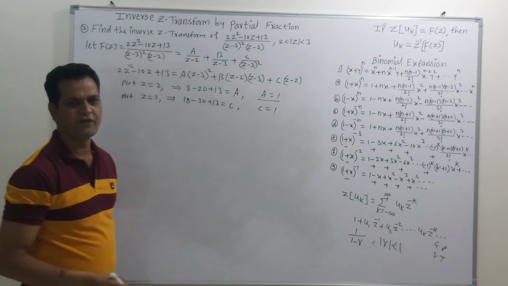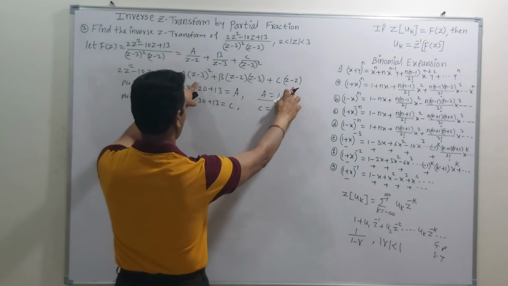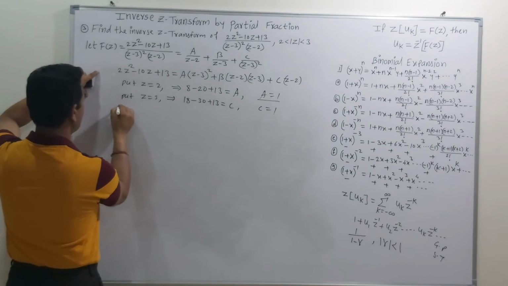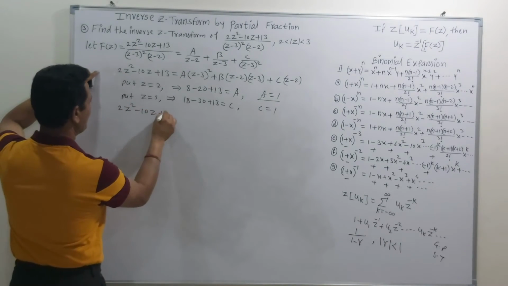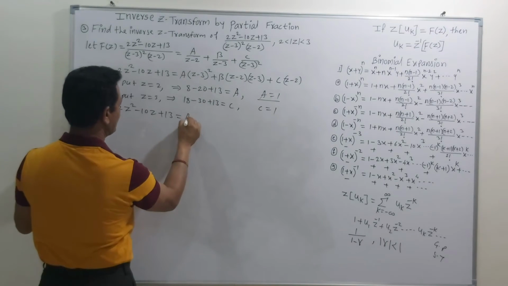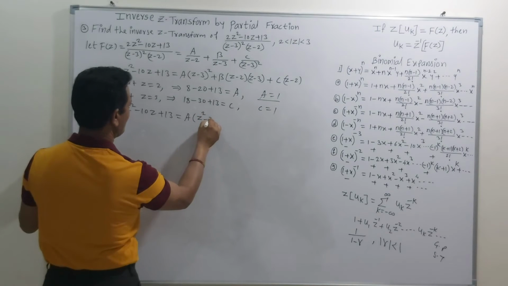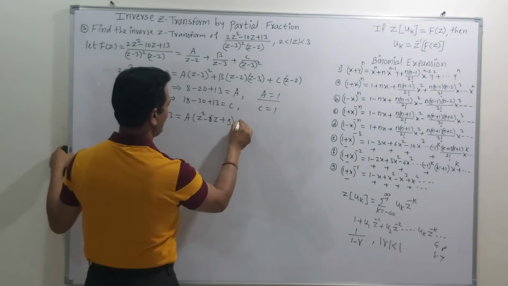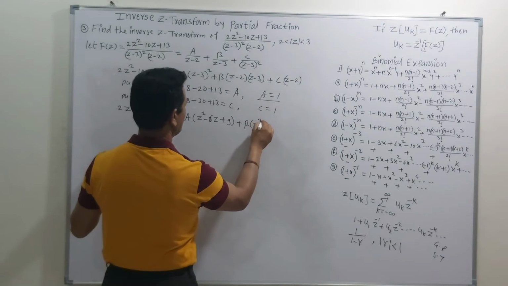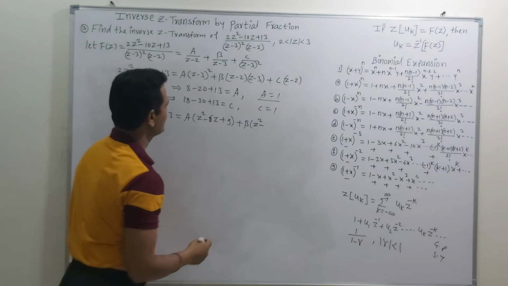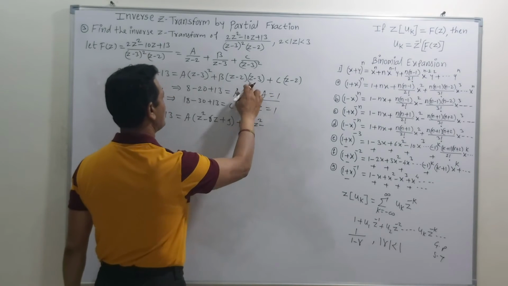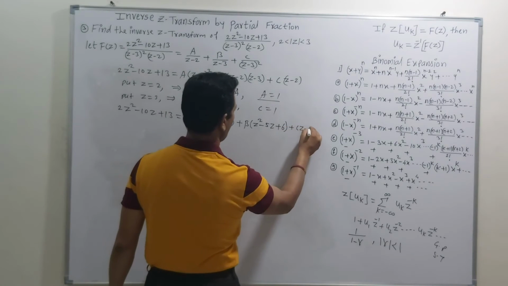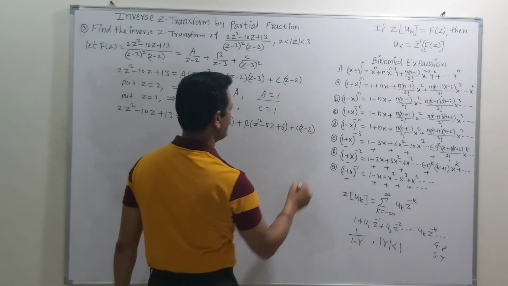Now the question is to find the value of B. By substitution it is not possible, so let's simplify: 2z² - 10z + 13 = A(z² - 6z + 9) + B(z² - 5z + 6) + C(z - 2). In this way we get the expansion of these terms.